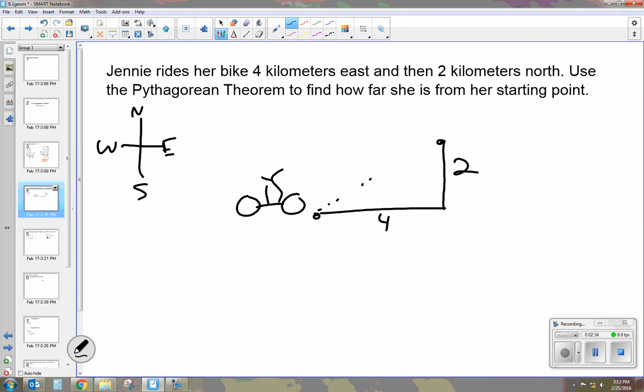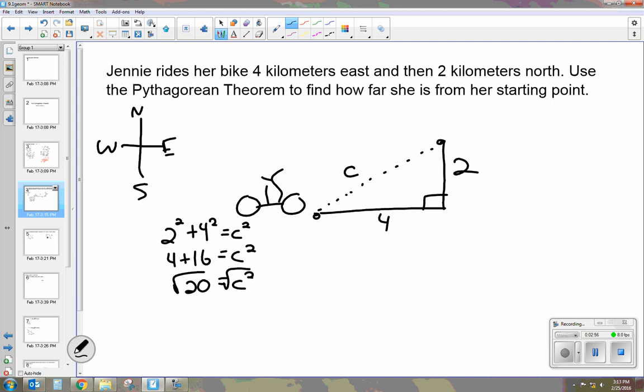To do this, we can draw in this line, and now we have a right triangle, where the distance we're looking for is c. So to solve, we can do 2 squared plus 4 squared equals c squared. 4 plus 16 equals c squared. 20 equals c squared. To solve for c, we square root both sides. 20 can be simplified. 20 factors into 5 times 4, which is 5 times 2 times 2. We pull out our pair of 2's, and we get that c equals 2 square roots of 5 kilometers.